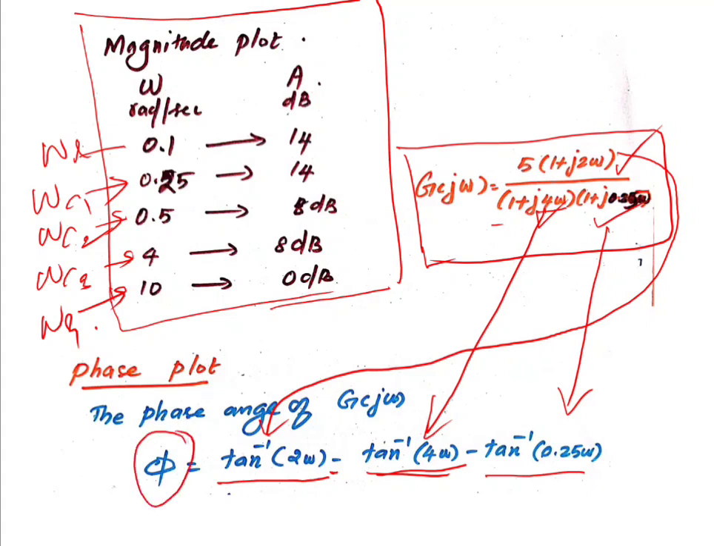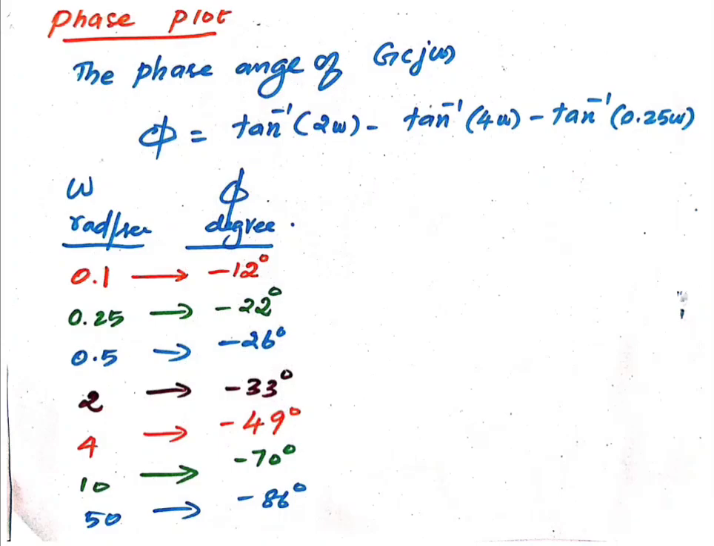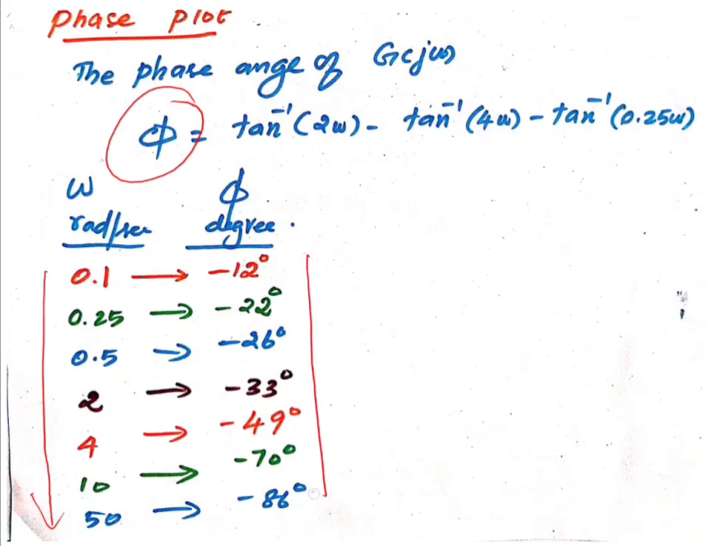This we can use a calculator and find the value of phase angle for different sets of frequencies, and we are going to include the frequencies which we have already assumed, that is omega L, omega C1, C2, C3, and omega H. So these are the list of frequencies and the corresponding phase angle determined using the formula phi is equal to tan inverse of 2 omega minus tan inverse of 4 omega minus tan inverse of 0.25 omega.